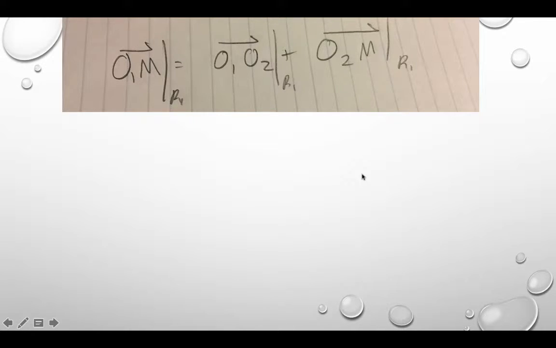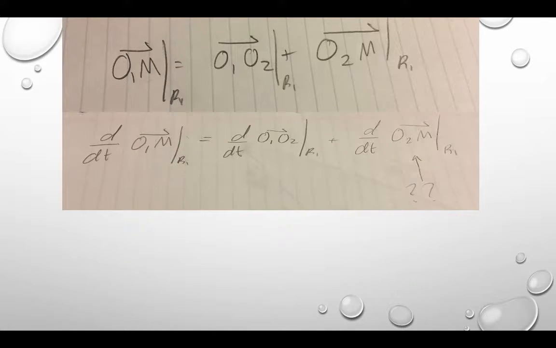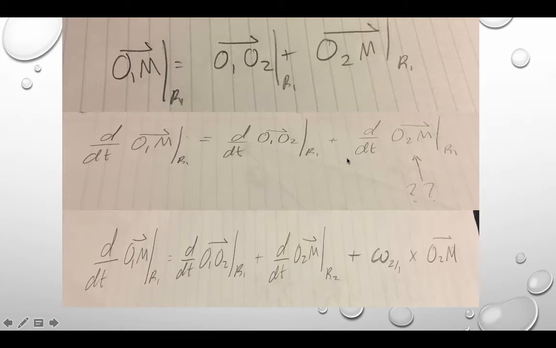The problem here is that we do not know O2 to M in R1. We only know it in R2. Luckily, for position, this is a really easy conversion, as you can just use a rotation matrix with theta equal to the integral of the angular speed omega. Let's say you didn't do that though, and you went on and tried to calculate the velocity of O1 to M in reference frame R1. Again, you would just take the derivative of each component with respect to R1. Again though, you do not know O2 to M in R1, so what do we do in this case?